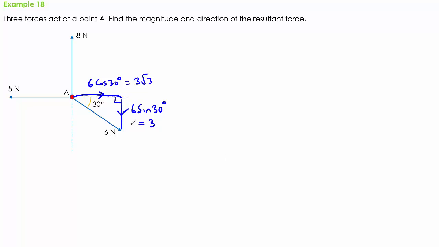Now, they're not always nice angles like that. You might not be able to do that straight away, and you might need to leave it in terms of the angle. So in this direction, or horizontal at least, we have got 5 take away 3 root 3. And actually, let's just make it clear, that would be acting to the left. And then upwards, we've got just 8 take away 3.